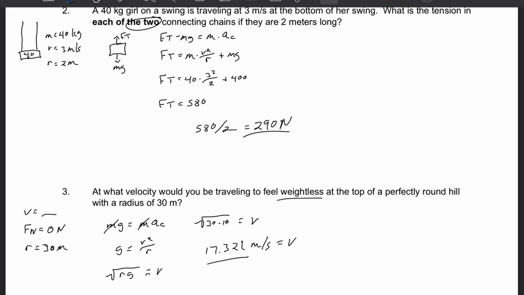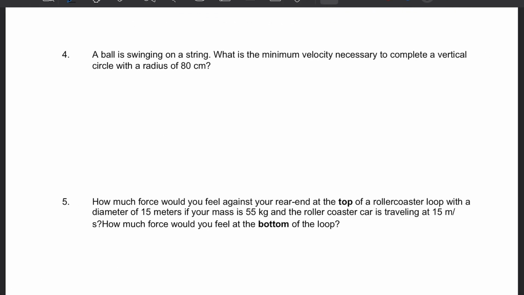All right, front is done. Let's get the back done. A ball is swinging on a string, so it looks like tension is going to be one of the forces as a part of our centripetal force. What is the minimum velocity necessary?